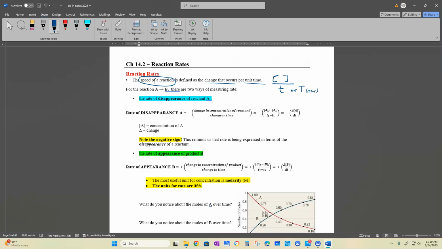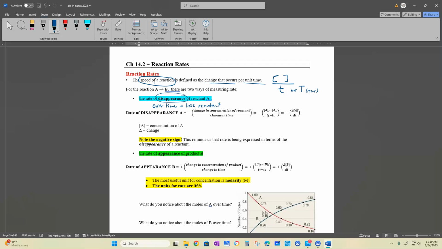So say we took a generic equation, A makes B, and there's two ways you can measure rate. First, concentrating on the reactant, because what happens is when you start with a reactant, over time, it disappears. Okay? I didn't say negative. I just said it disappears. So over time, you start to lose reactant. You still got reactant, but you lose it over time.